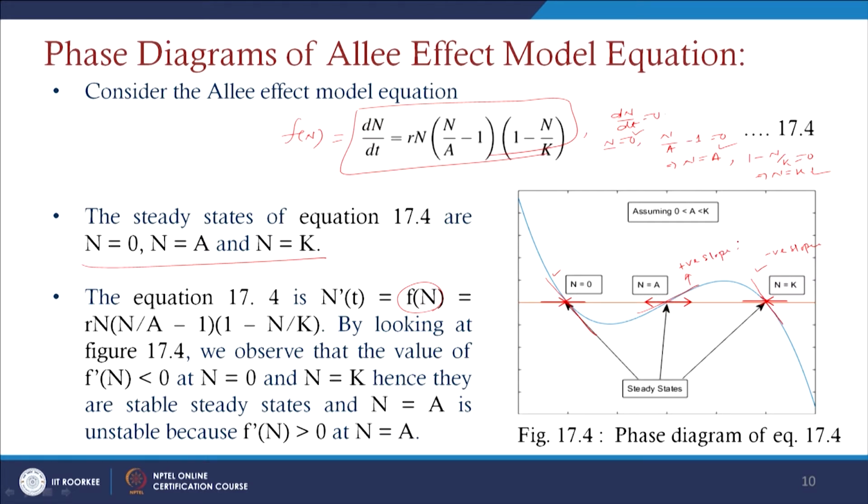Especially, we can find that the function behaves like it is going outwards from this point A as we approach it. On the left hand side the function is monotonically decreasing, and on the right hand side the function is increasing outwards. So that is why N equals A represents an unstable point, and N equals 0 and N equals K represent stable steady states.